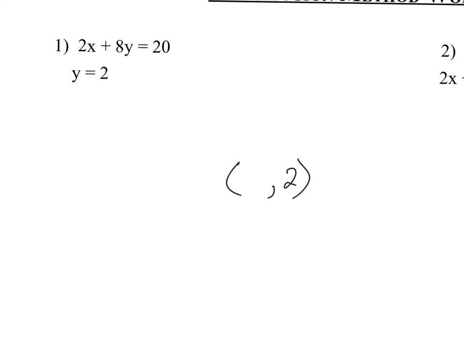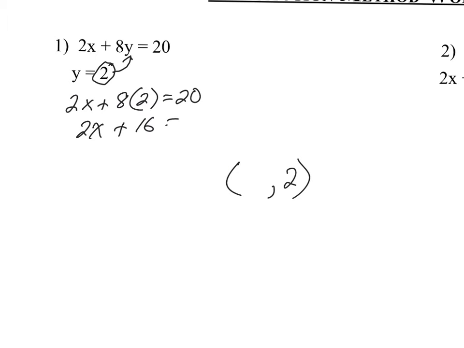If it's equal to 2 in one of the two equations, it's also equal to 2 in the other equation. So all I have to do is take out the y in that equation and substitute in a 2. What you have to remember is that the 8 is being multiplied by y. So when I rewrite the first equation, I write it as 8 times 2. Okay, and then I have 2x plus 8 times 2, which is 16, is equal to 20.